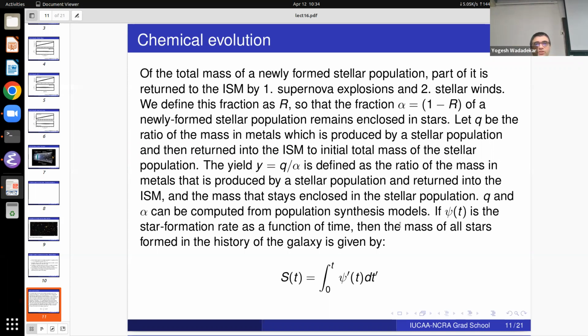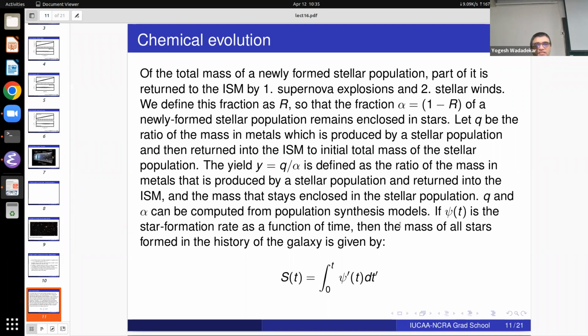And then we define a parameter called Q, which is the ratio of the mass in metals produced by a stellar population and then returned into the ISM to the initial total mass of the stellar population. Then we can define a quantity called the yield, Y, which is simply Q over alpha: the ratio of the mass in metals produced by the stellar population and returned into the ISM, that's Q, and the mass that stays enclosed in the stellar population, which is alpha. Q and alpha are natural byproducts of your stellar population synthesis models. Okay, so you will get them from your SPS models.